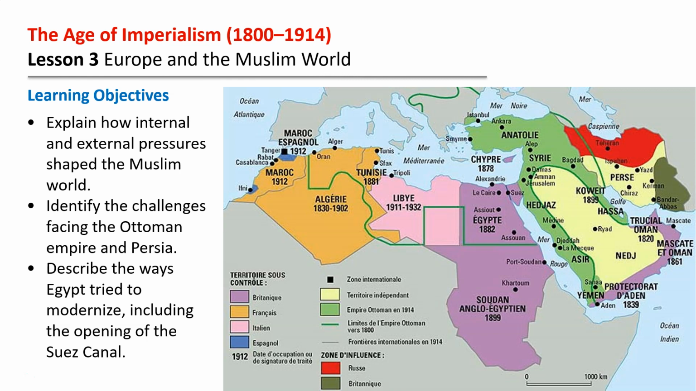Specifically, in this section, we'll look at the challenges faced by the Ottoman Empire and also Persia, or as we had called this region before, the Safavid Empire, and now it will be the Qajar leadership. We'll also look specifically at Egypt, which had been part of the Ottoman Empire, as it tries to update and modernize, and we'll look at how the opening of the Suez Canal plays into that effort.